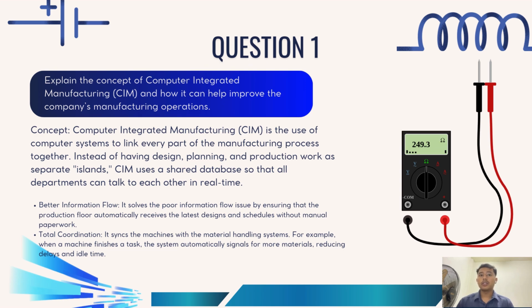The second one is total coordination. It syncs the machines with the material handling systems. For example, when a machine finishes the task, the system automatically signals for more materials, reducing delays and idle time.